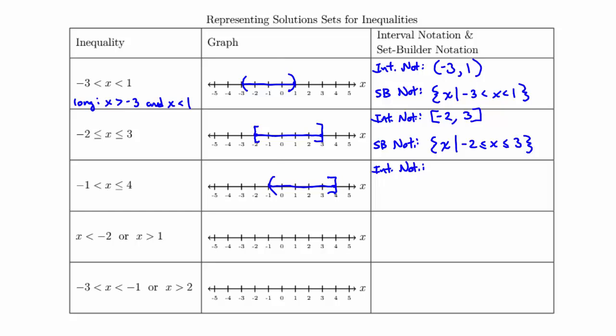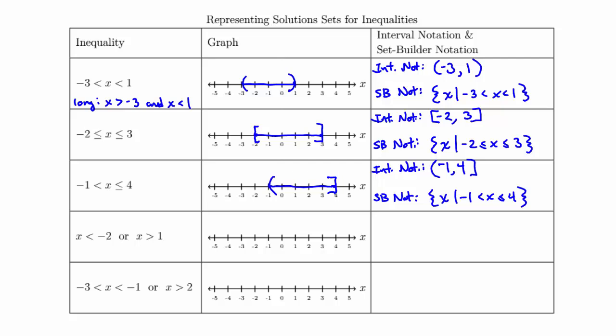And I'll take -1, comma 4, and I'll need a rounded brace on -1 to show that I'm not including the number -1, and a square brace on 4 to show that I am including 4. For set builder notation, I will take the set of x such that -1 is less than x is less than or equal to 4. And again, I have curly braces on each side there, and the such that sign is written with that straight bar.